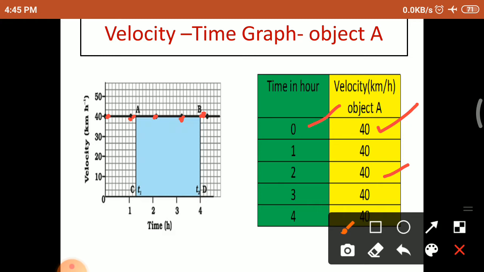After marking the point, you have to join the line. So this line shows that the object is at rest. I chose 2 points on the line, A and B. I drew the perpendicular line to the x-axis and also the y-axis. So from this graph we can calculate acceleration. But in homework I only asked you to plot a velocity time graph for the given values. You need not find the acceleration, you just plot the graph.